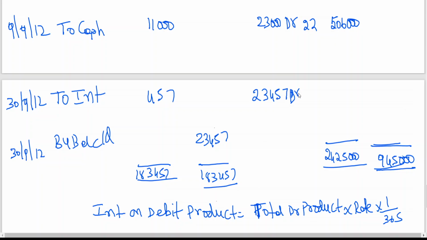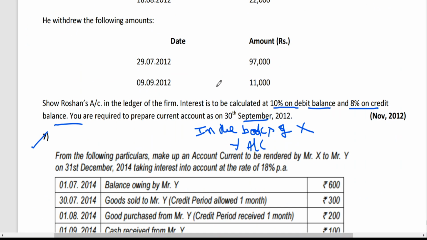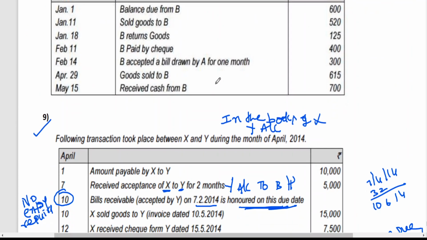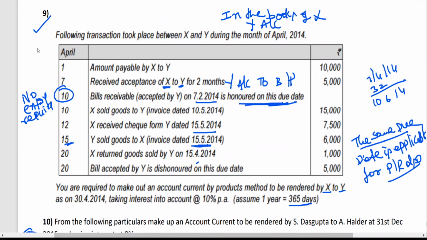The difference is that here, since the rate of interest for debit product and credit product is different, we have to go by means of product balances. Product balances we should work out. This is what I have told you here. This problem has also been completed. Today we have done 3 problems, and out of these the 9th is an important one.